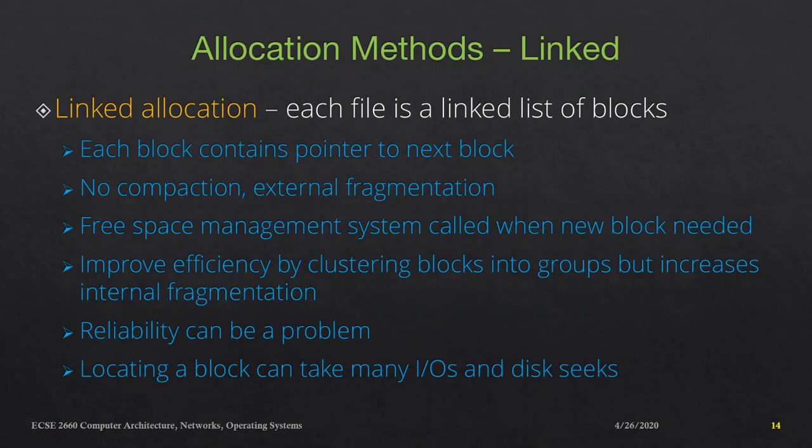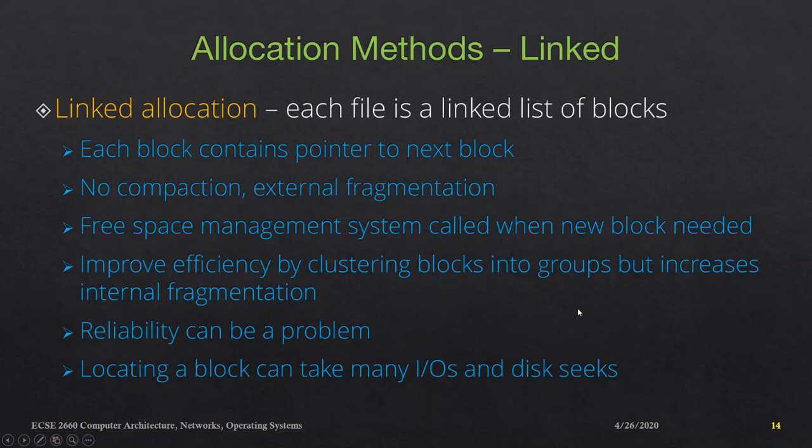Allocating clusters of blocks reduces the space wasted by pointers at the cost of internal fragmentation. Another big problem with linked allocation is reliability, if a pointer is lost or damaged. A doubly linked list provides some protection at the cost of additional overhead and wasted space. So those were some of the advantages and disadvantages of linked allocation.